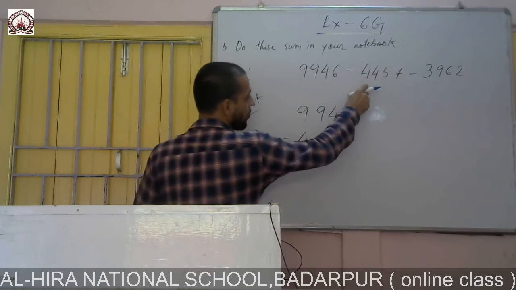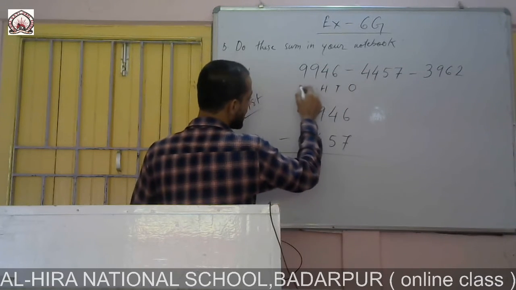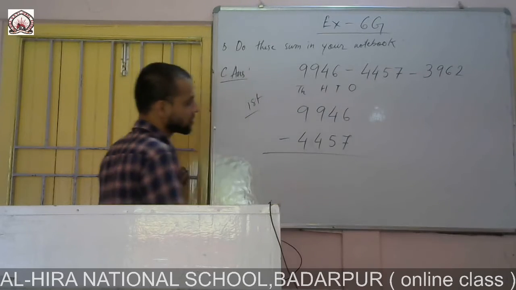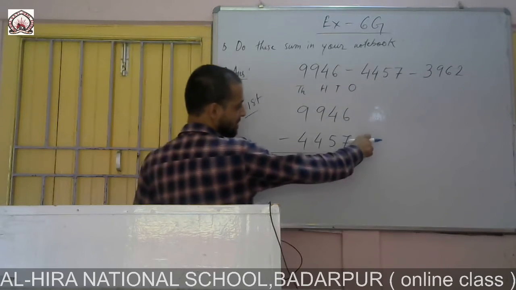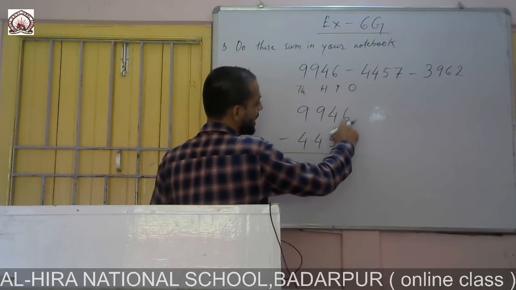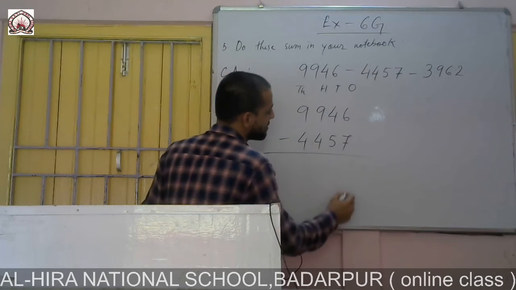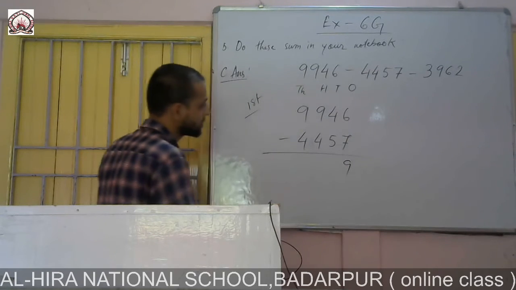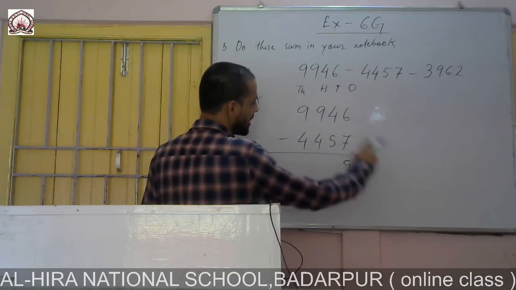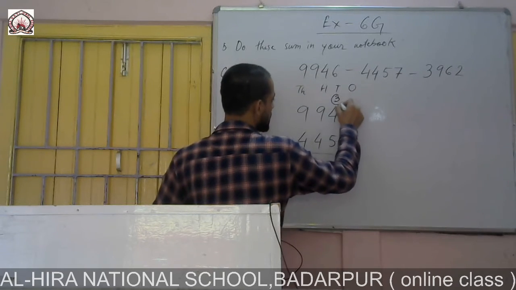So this is the ones place, this is the tens, this is the hundreds, and this is the thousands. So first of all we have to subtract 7 from 6, which we cannot. Okay, so we have to carry 1 from there. If we carry 1 from tens place, we will get here 16. So 16 minus 7 equals what? 9. Here instead of 4 we will get 3.